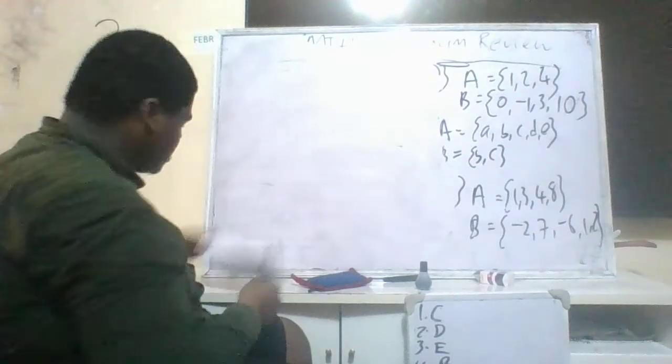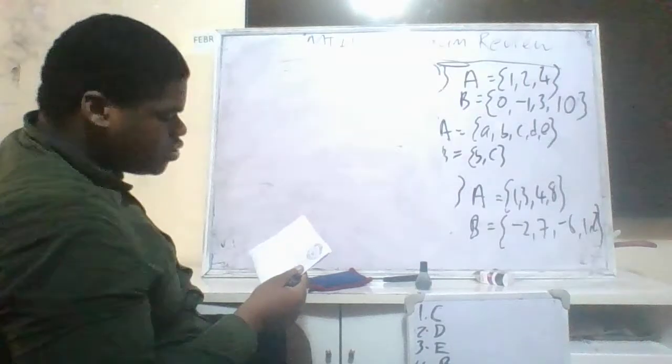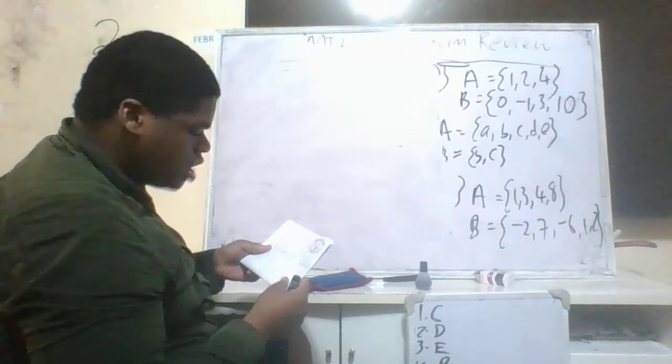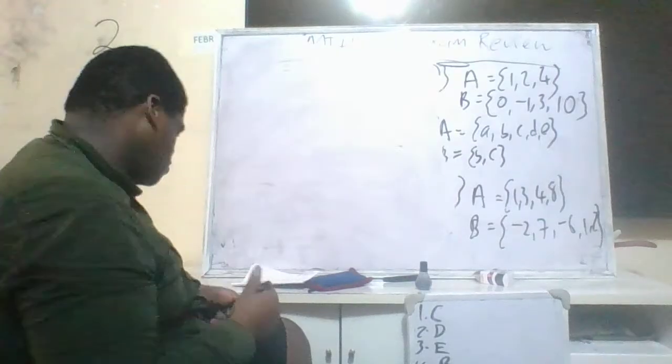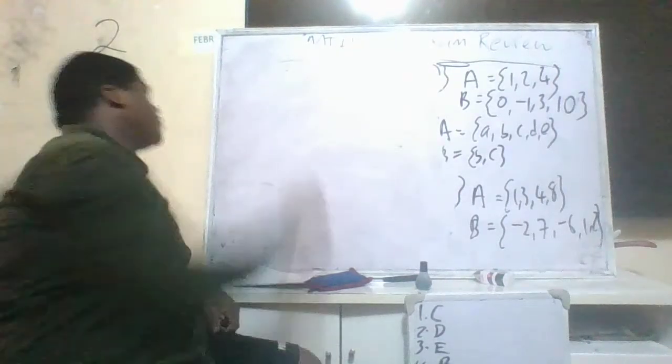Question 11 says you should find the area of the region enclosed between the curves y is equal to x squared and y is equal to x plus 6, expressed in square units. Good. We want to find the area of the region enclosed between the curves.